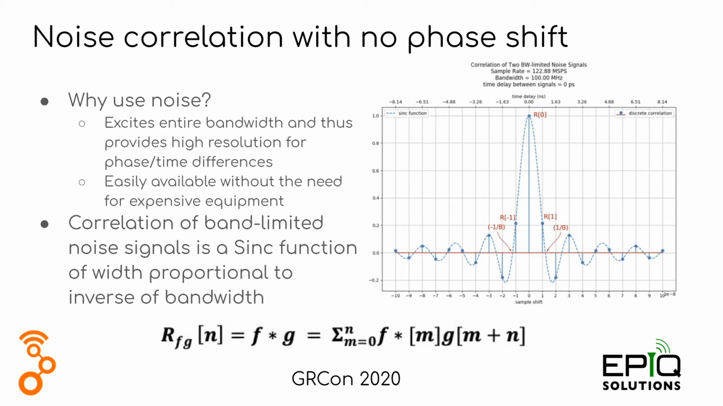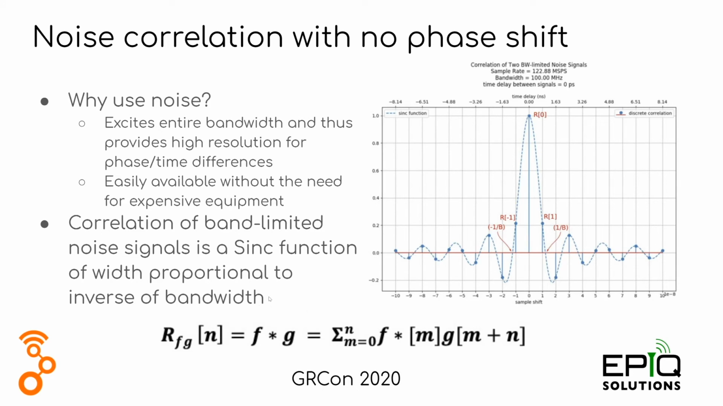They correlate very highly in the middle. This is actually a sync function. And so what we're showing here is where there's no phase shift between the two. So these two signals, R-1 and R1, are perfectly equal, and this correlates perfectly at the top. Here's the actual correlation function in discrete math.